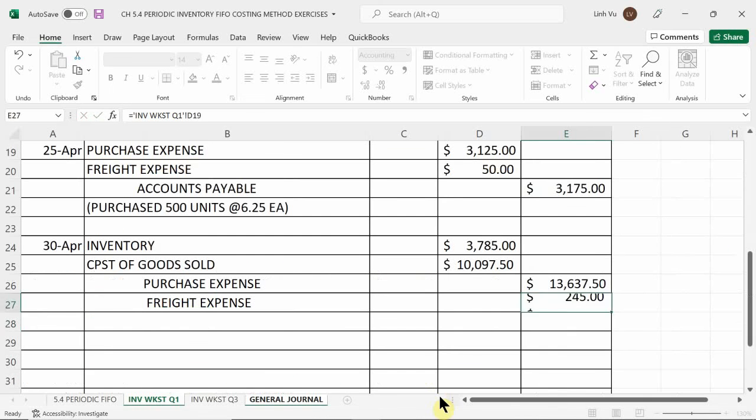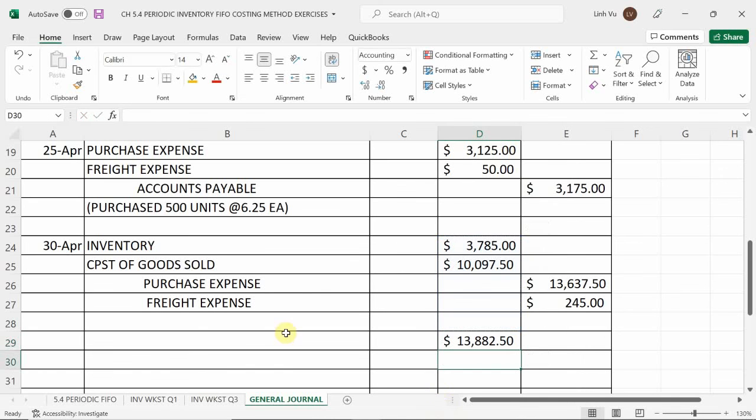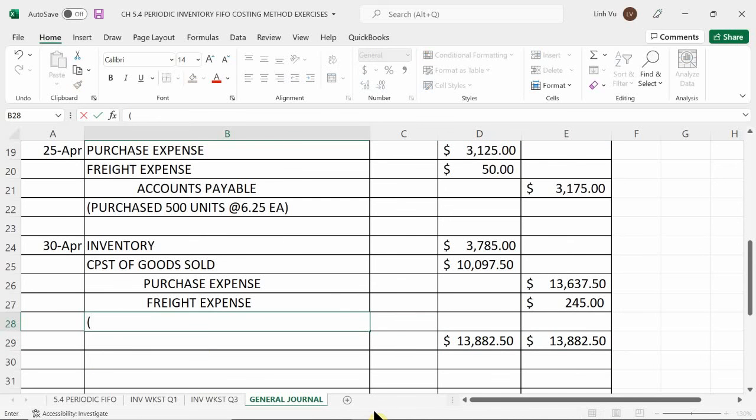And then what was the total amount of freight? 245. So, making sure that your rule of thumb here is that your total debits match your total credits. So here I have 13,882.50 on the left, 13,882.50 on the right. Okay? And of course, I'm going to add my description: conversion entry for inventory, for periodic inventory purchases.